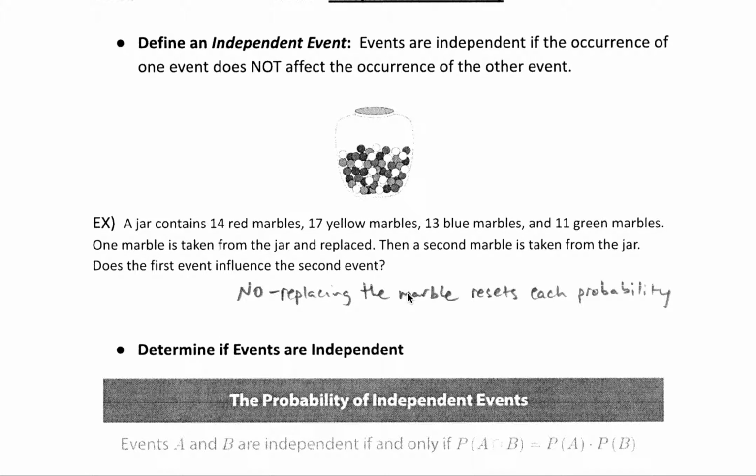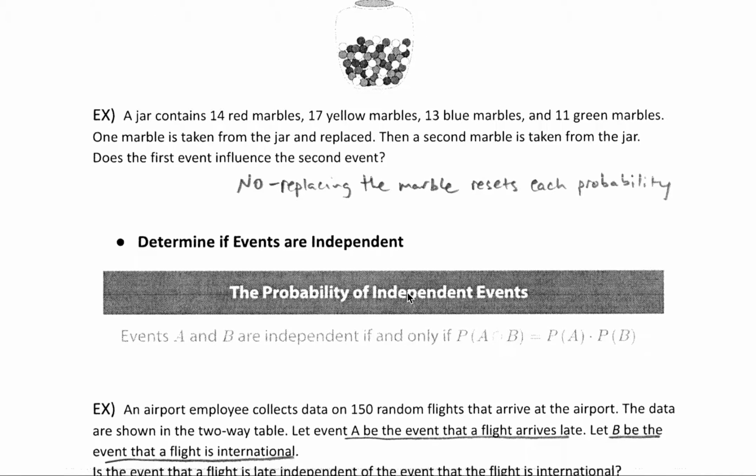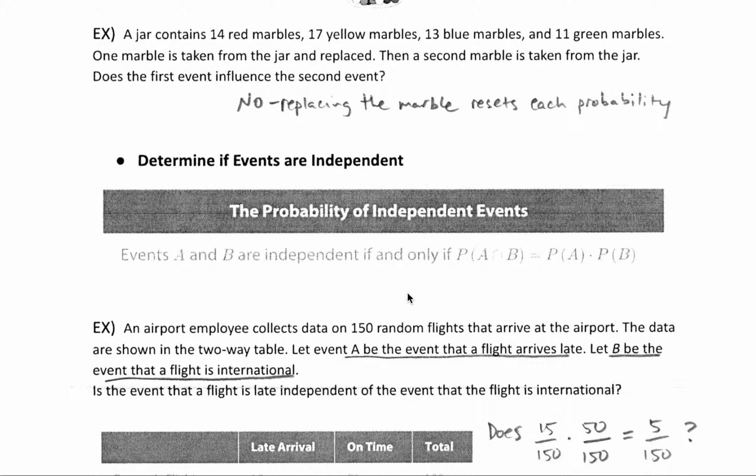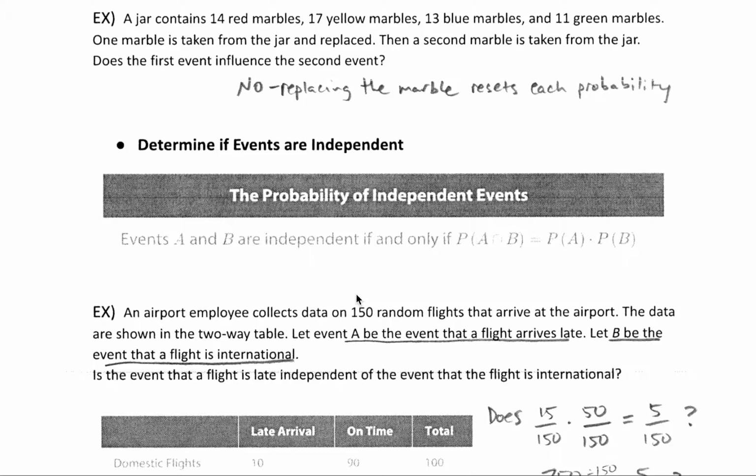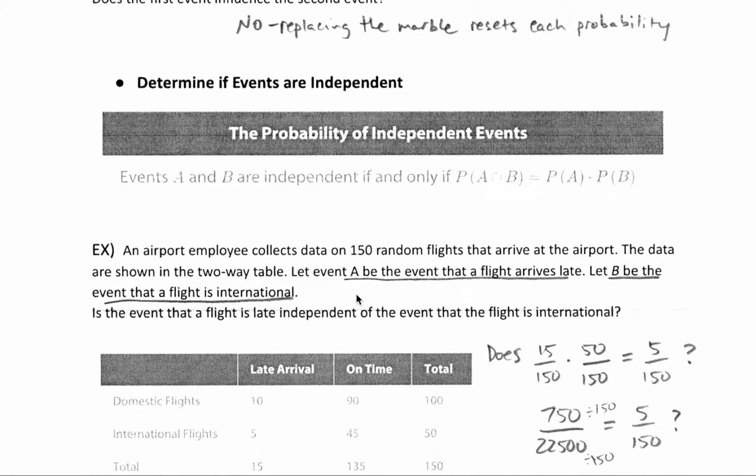Sometimes events are not so easy to determine whether or not they're independent. And so what we're going to do is use this equation here, giving us the probability of independent events, and we're just going to check to see if it's true. If the probability of one event times the probability of our second event is equal to the probability of the intersection of those two events, then that is what we consider to be independent. And so if this equation is true, then we have independent events. If we don't get this equation to be true, we will not have independent events.